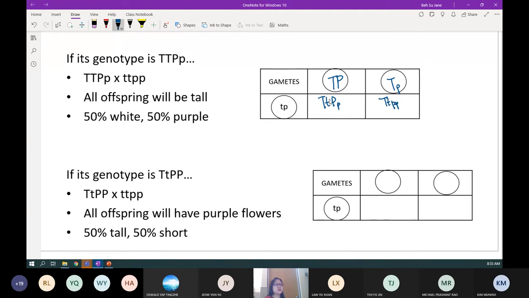Because big T is always there, you always have tall plants. All plants will be tall, but half will be purple, and half will be white.